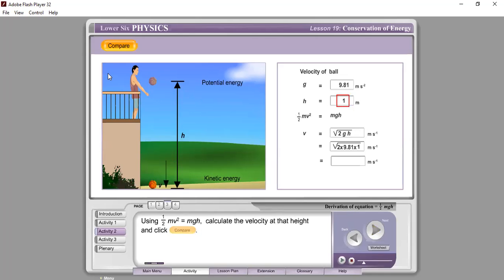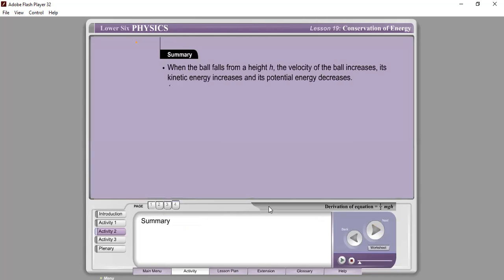Using half mv squared equals mgh, calculate the velocity at that height and click compare. Okay, this one we skip. Click reset and summary. When the ball falls from a height, the velocity of the ball increases, its kinetic energy increases, and its potential energy decreases. Half mv squared equals mgh.